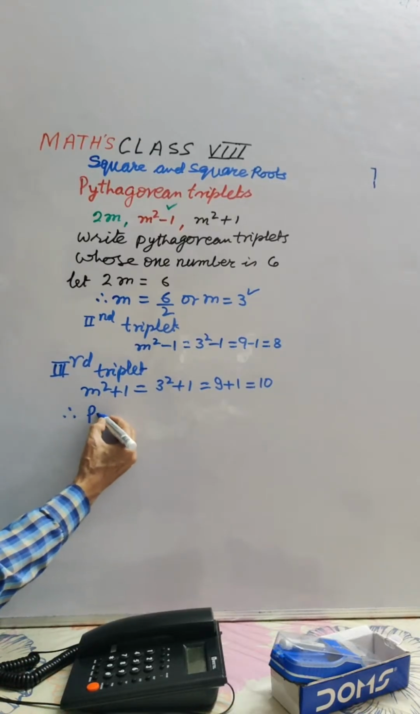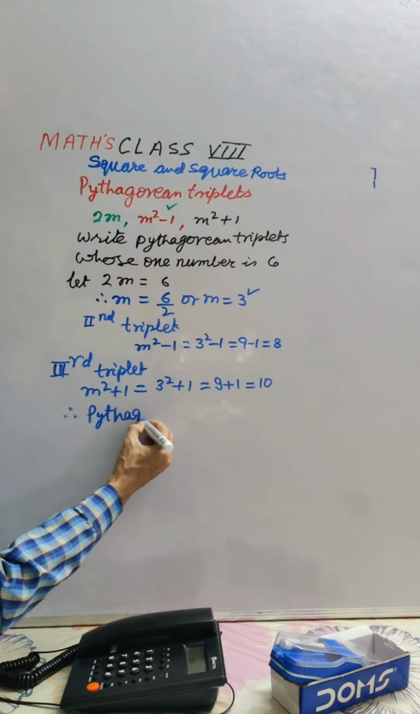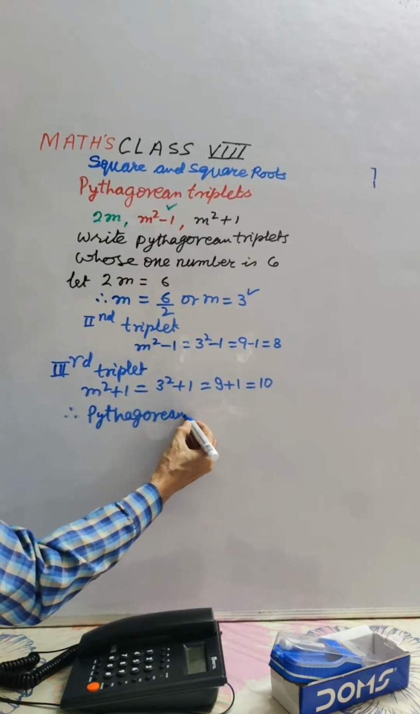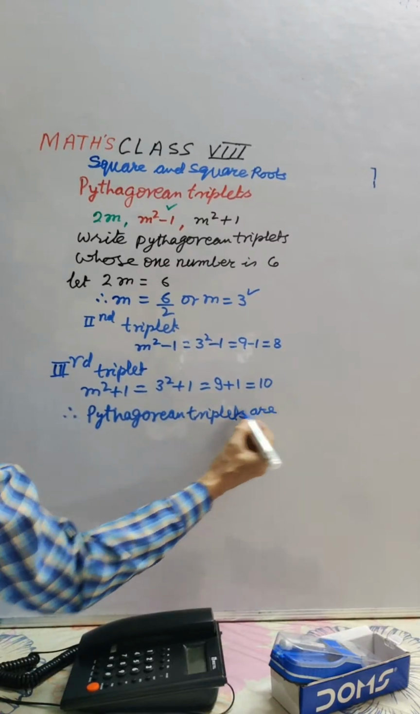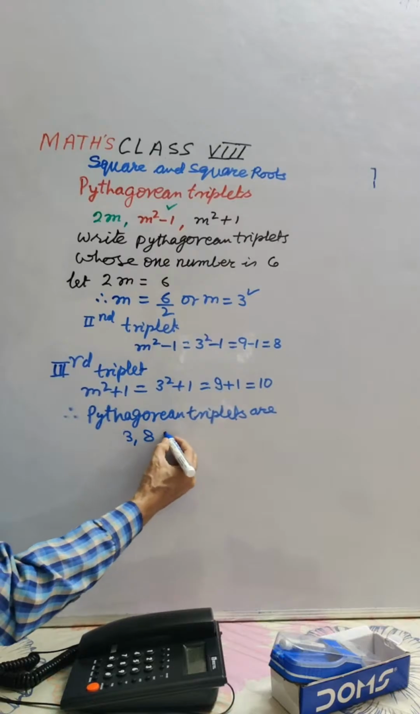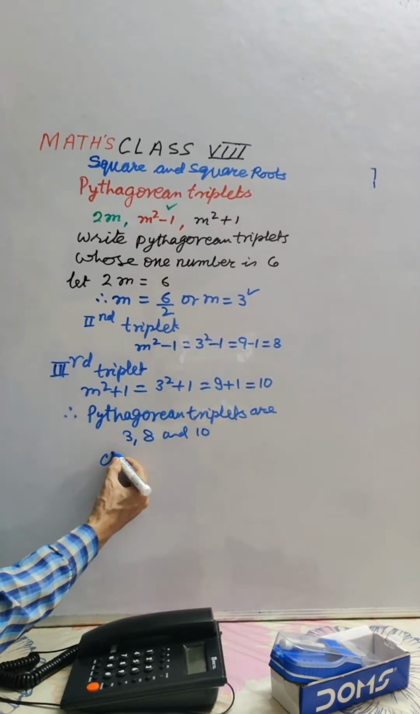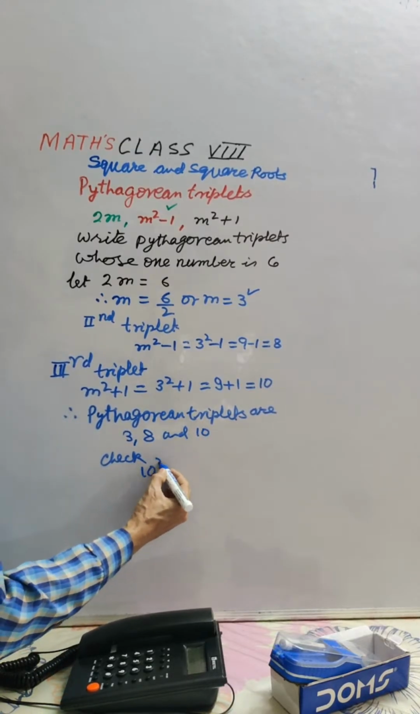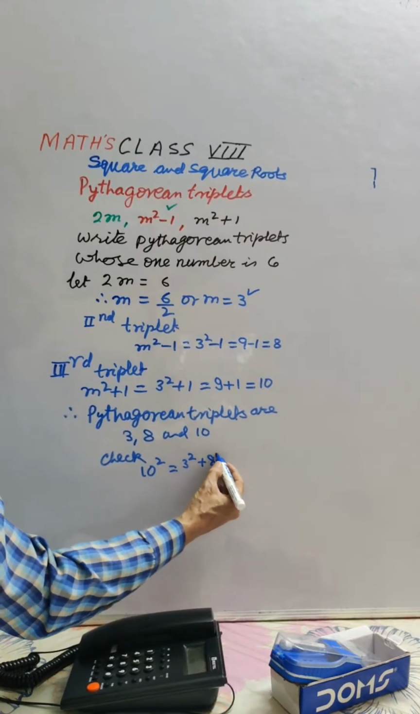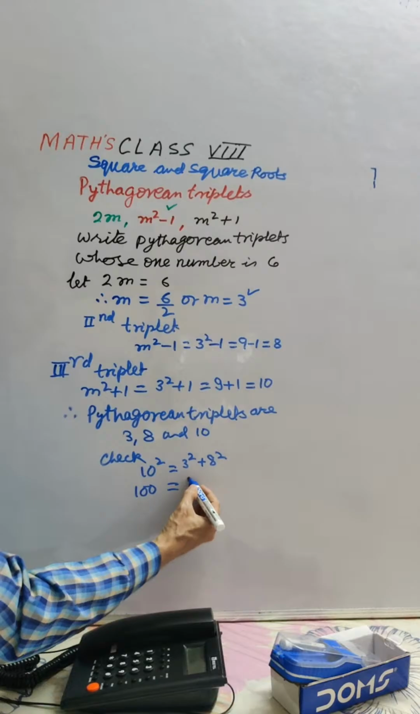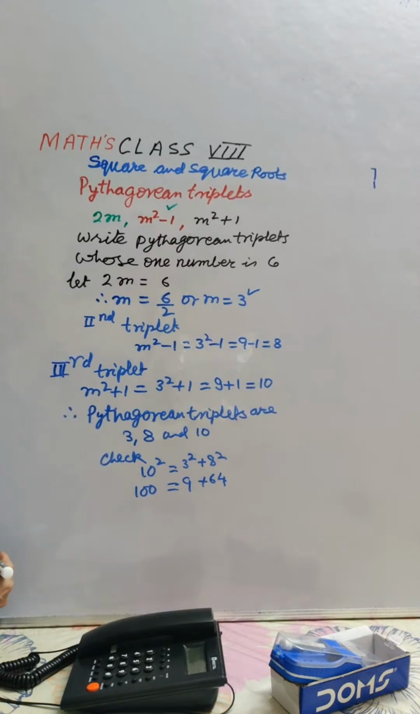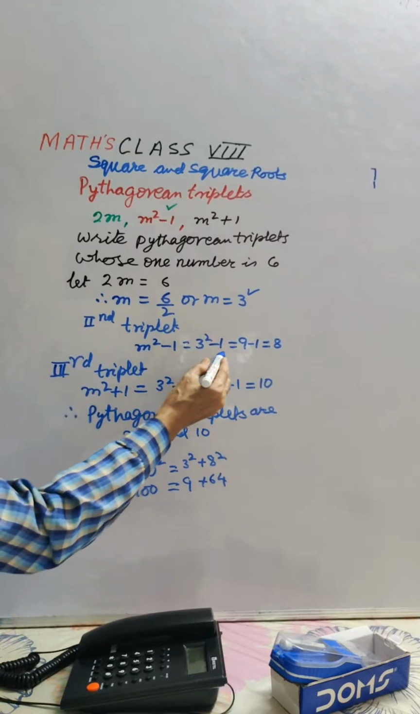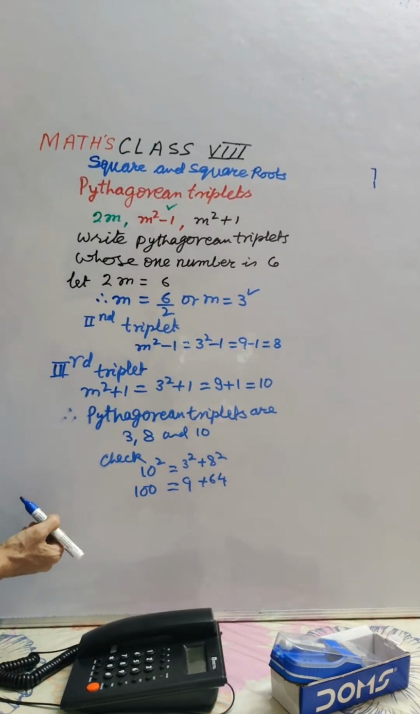Therefore, Pythagorean triplets are 3, 8 and 10. Check whether 10 square is equal to 3 square plus 8 square or not. We shall check. 10 square is 100 and 3 square is 9. 8 square is 64. Something wrong.